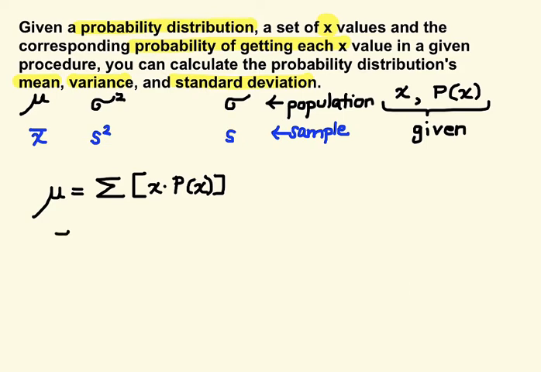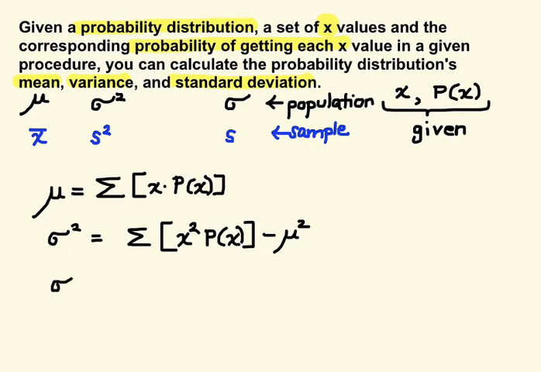If we want the variance, then we are going to add up, again, the sum of the square of each random variable times its probability. And once we've done all of that, we subtract the mean squared, which we calculated in the previous calculation. And then finally, to get the standard deviation, we simply take the square root of the variance that we calculated in the previous line.